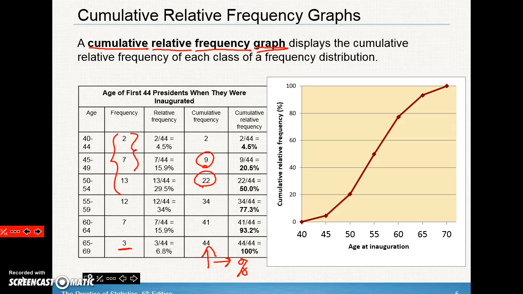Notice this is a line graph, and it has a few things that are of interest. Number one, it starts at 0 and at 40, 40 being the lower end of the smallest data bucket. And then the next data point is 45, which is the first number in the next bucket, and so on. So 45, and then 50, 55, and so on. And the percents, we put in the percent.